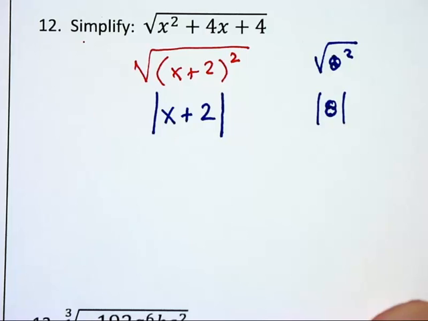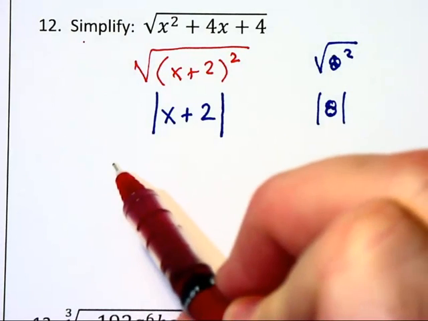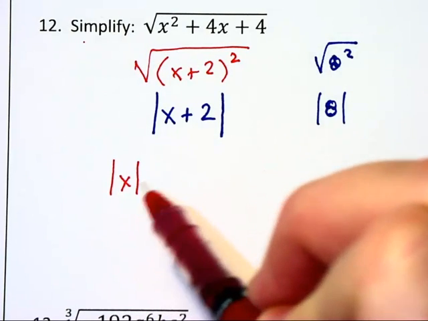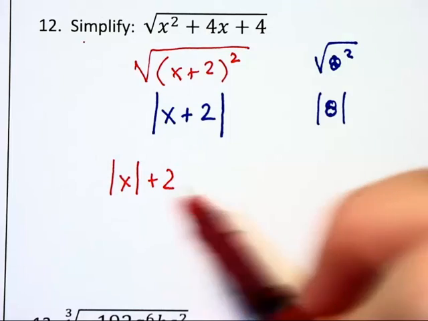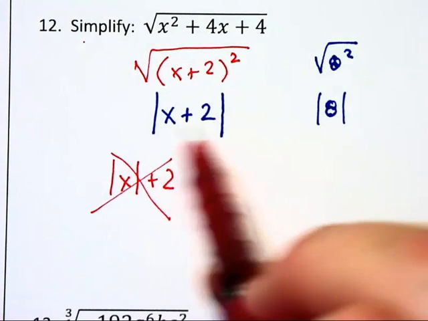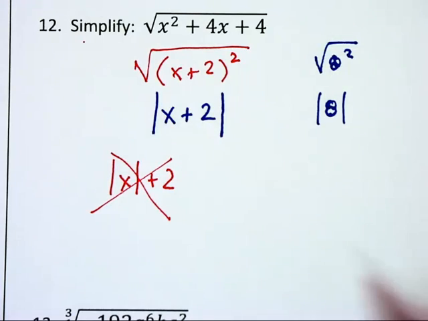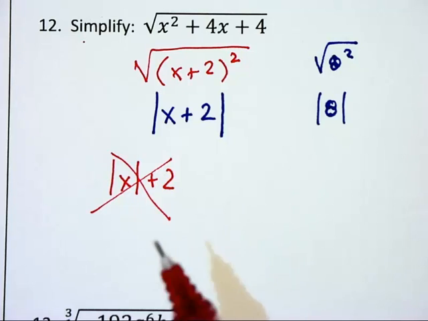Now let me pay attention to something else here. I know we don't want to use absolute values on anything we don't have to. If you were to write absolute value of x plus 2, that is not the same as what we have above here. You do need the whole x plus 2 inside the absolute values. And I can still illustrate that easily by giving you a counter example.